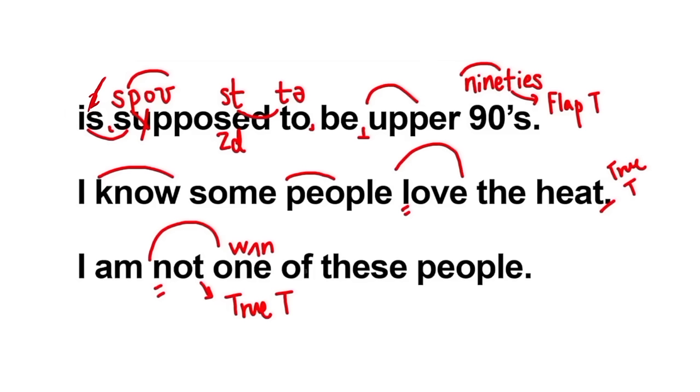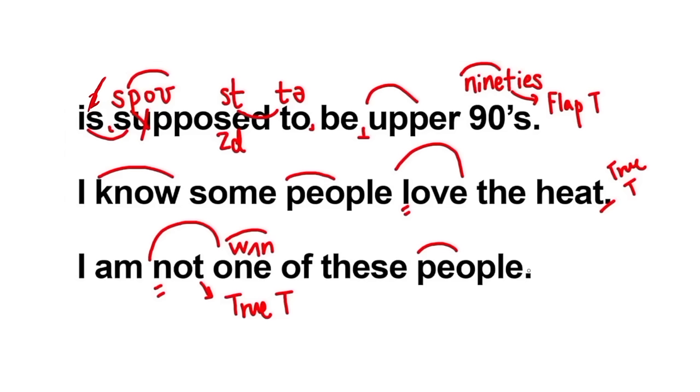I know some people love the heat. I am not one of these people. One, a little bit more length, one of these people. And a little bit more length on the stressed syllable of people as well. I am not one of these people. Of these. Said quickly, unstressed, flatter in pitch.